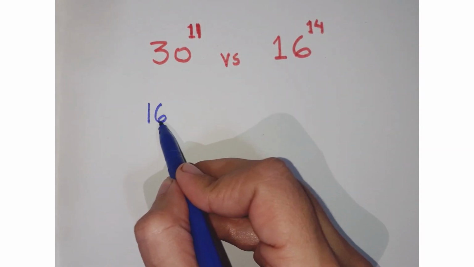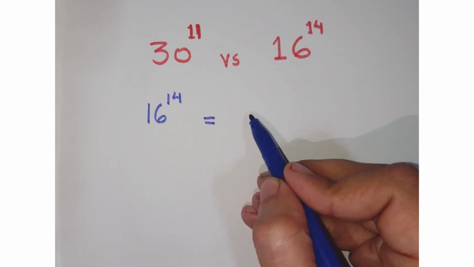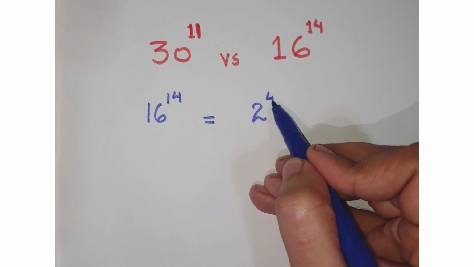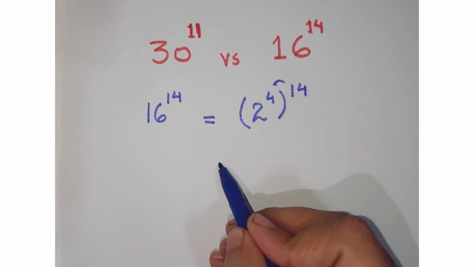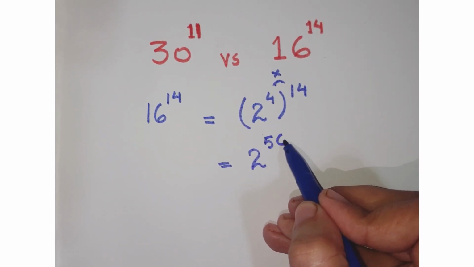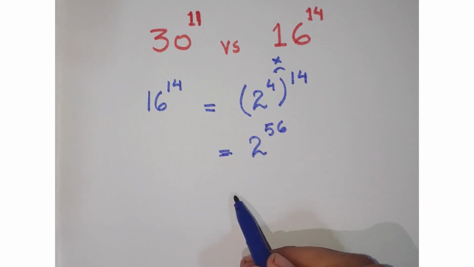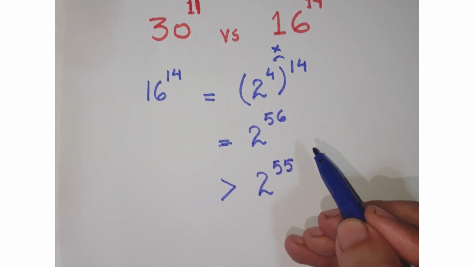Now let's consider that 16 to the power 14 is equal to, as you know that 16 can be written as 2 to the power 4, whole to the power 14. Now multiplying these exponents, you can write it as 2 to the power 56. Now this 2 to the power 56 is greater than 2 to the power 55, right?